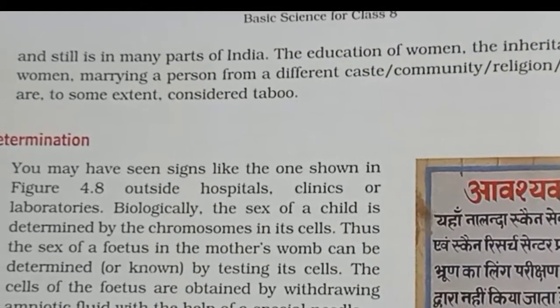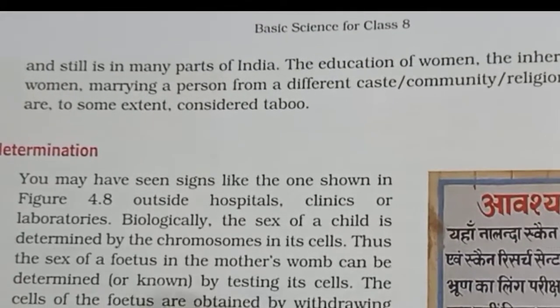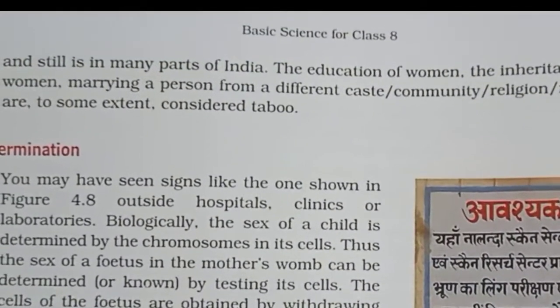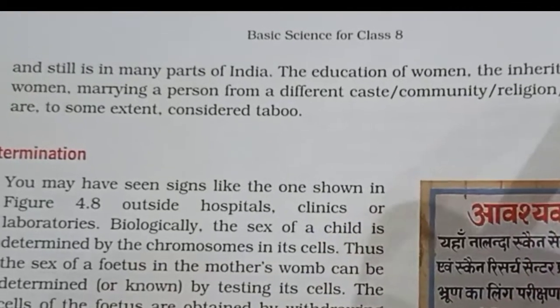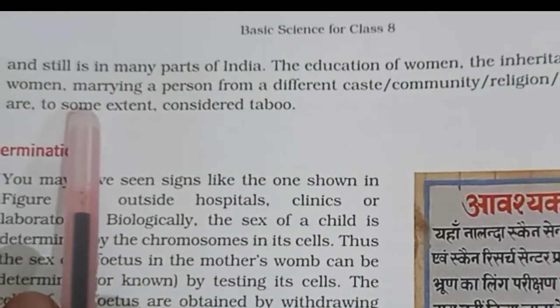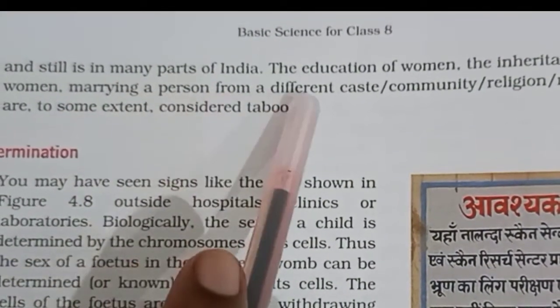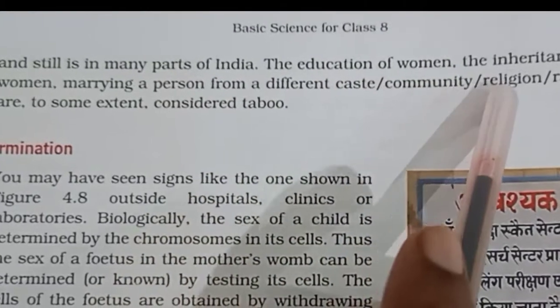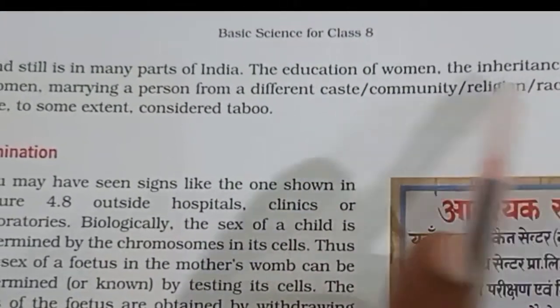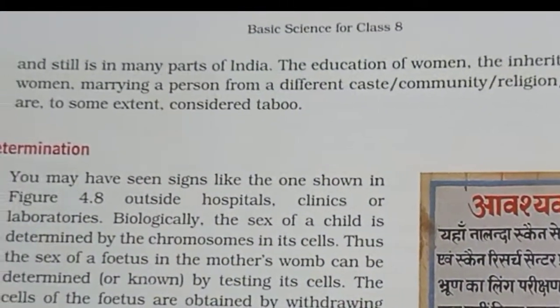In some parts of our country and in other parts of the world, the inheritance of property by women, marrying a person from a different caste, community, religion, race are still considered taboo.